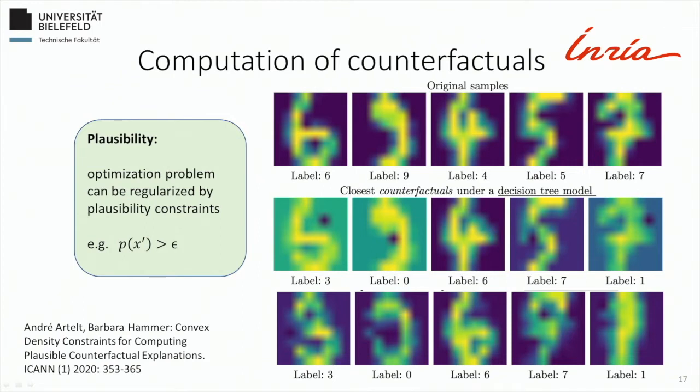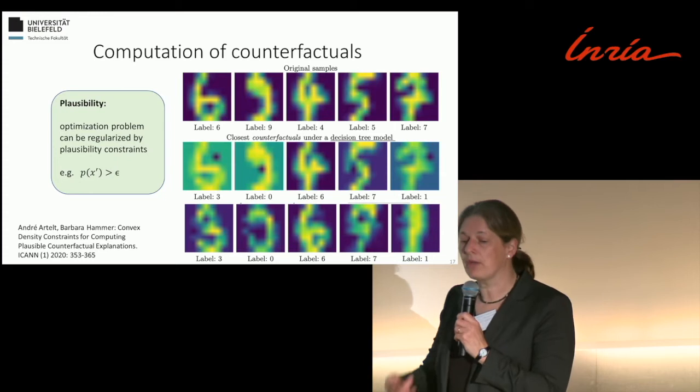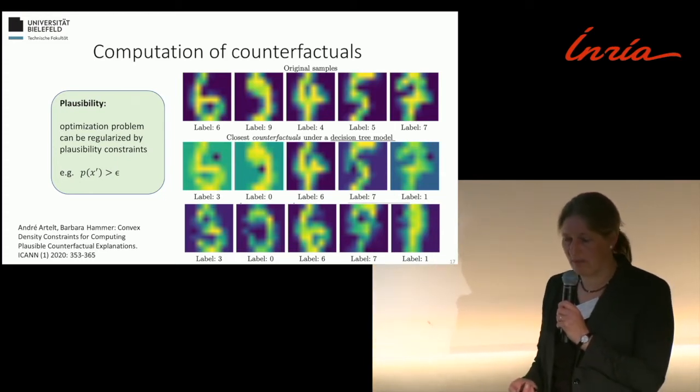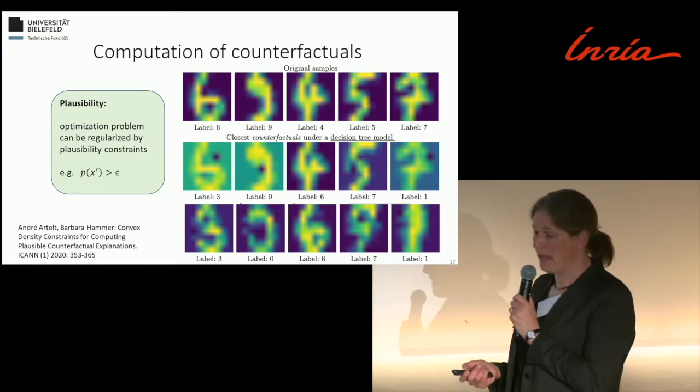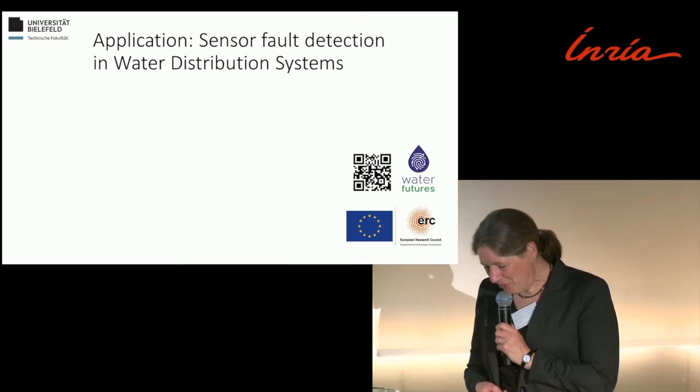The 9 should be more like that to be a 0, and so on, with a nice side effect that these explanations are also much less dependent on the model you use. So actually you get the same here, independent of whether you look at a decision tree or a support vector machine, and you can prove that if you have large margin cases, so to speak. I would like to go into one application.